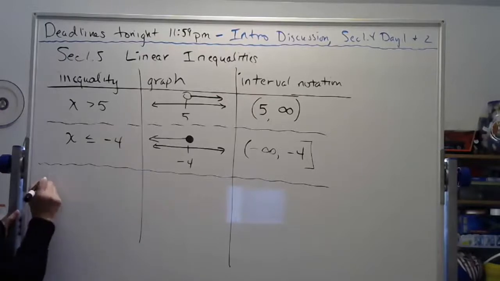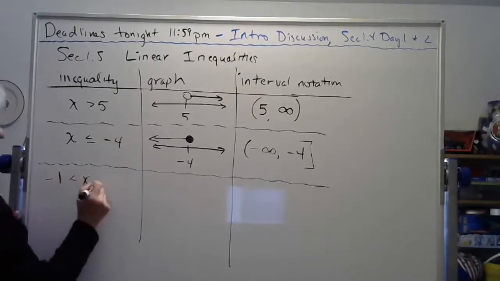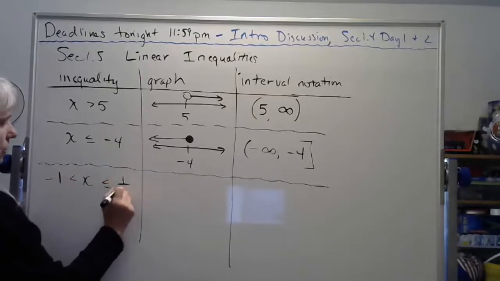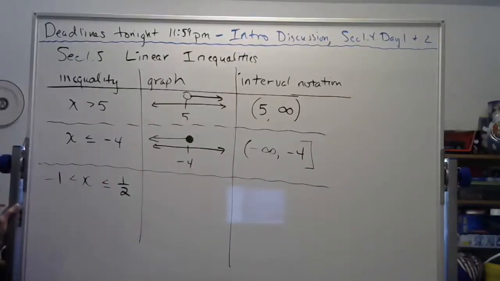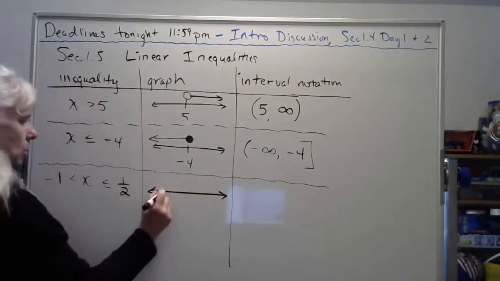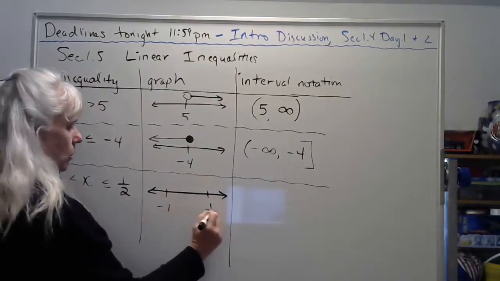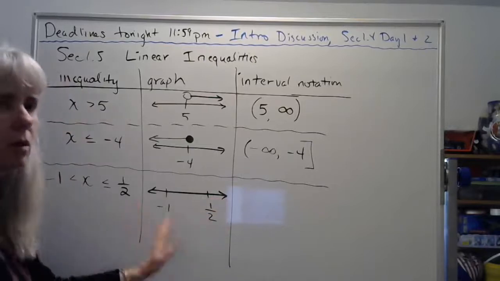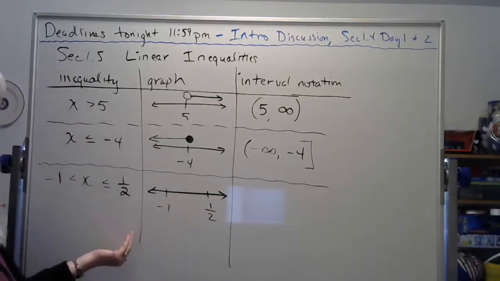So you might see something like -1 is less than x is less than or equal to, let's put a fraction in there just so you're not afraid of those fractions, 1/2. This time on our number line, we actually need the 2 numbers. So we'll mark the -1. We'll mark the 1/2. Again, make sure they're in numerical order. It's a number line. The -1 goes on the left, the 1/2 goes on the right.